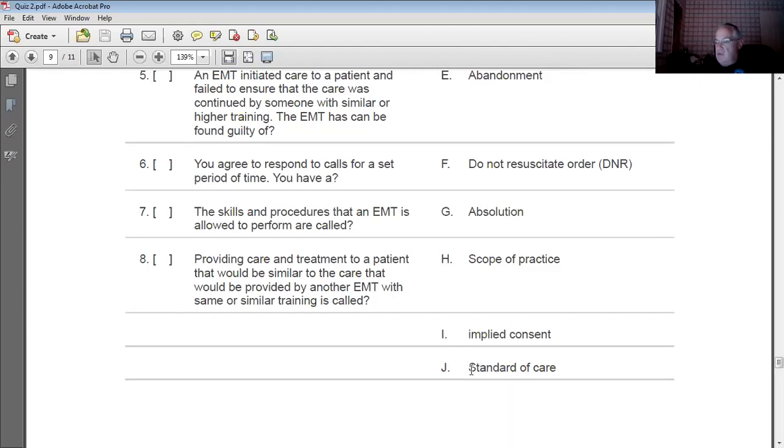So you get sued, and they're trying to say the care you rendered wasn't good. How do they judge what's good and not good? They try to convince the jury that your care was not what the other EMT who went to the same training you had and has the same amount of experience would have done.